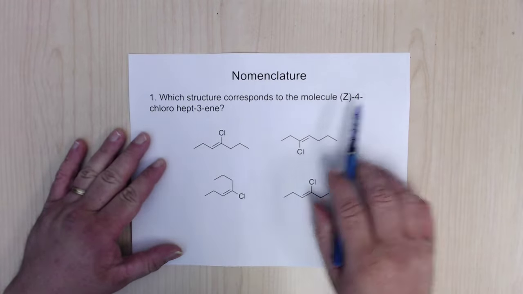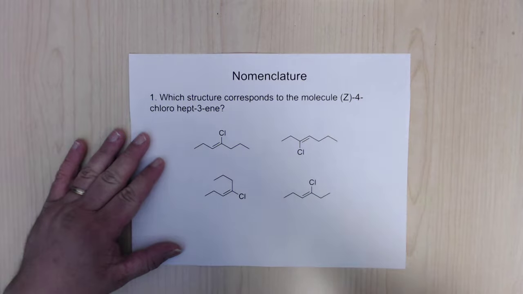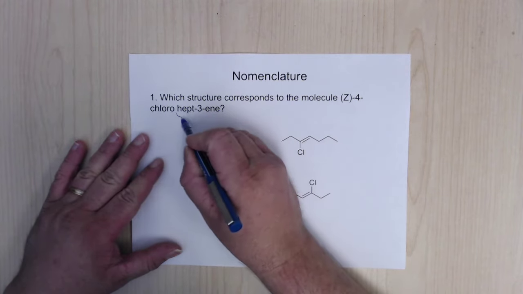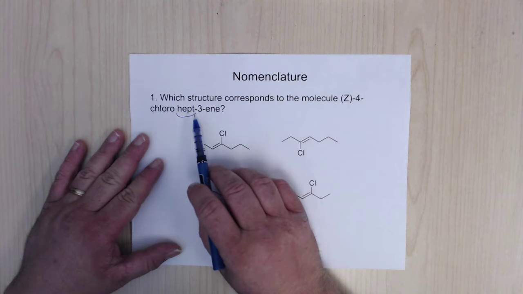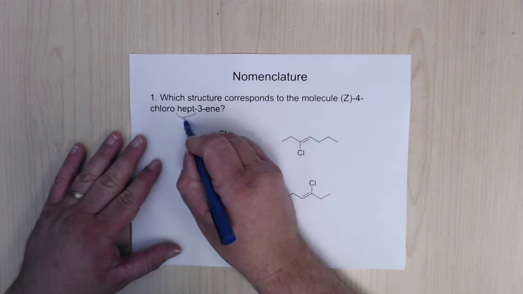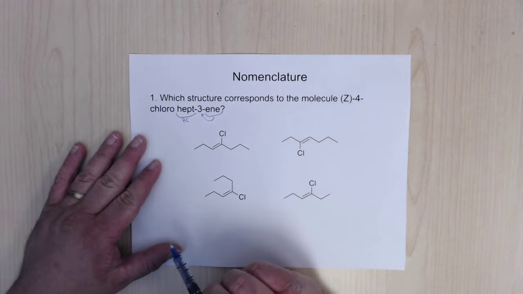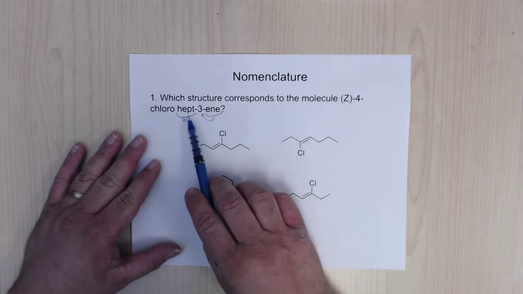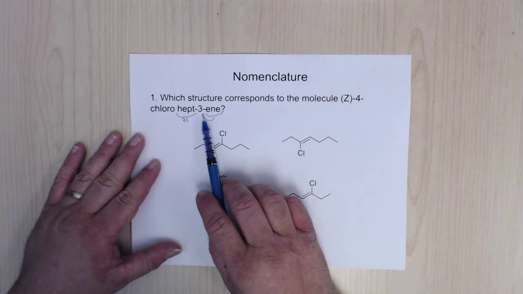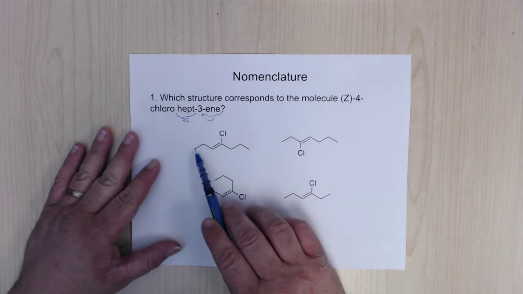For this one, it's usually easier to go backwards with the name. Because it's hept, it's going to be 7 carbons long. That's the main chain. But it does have a double bond in it, starting at carbon 3. With that, we can eliminate anything that doesn't have 7 carbons as the main chain.